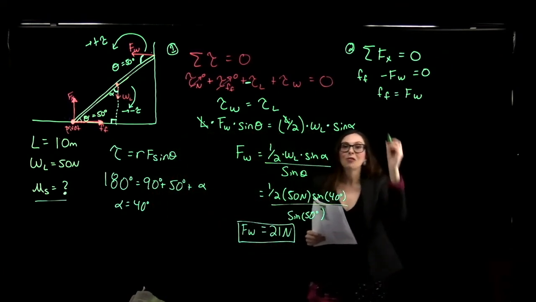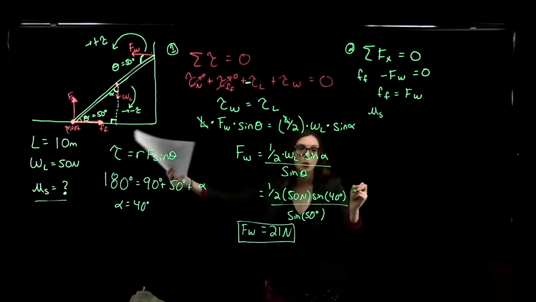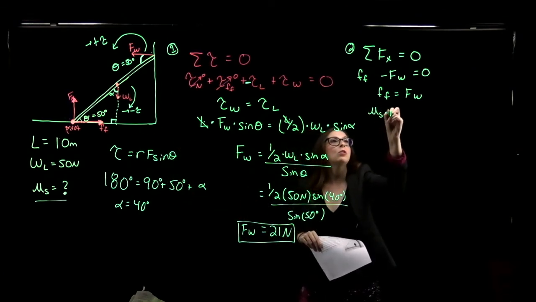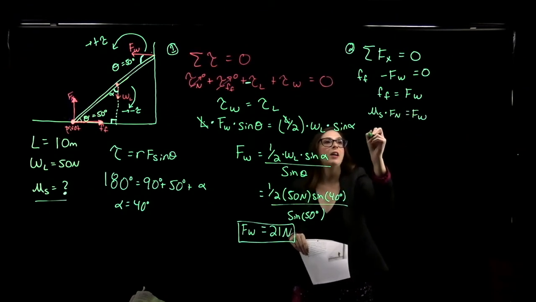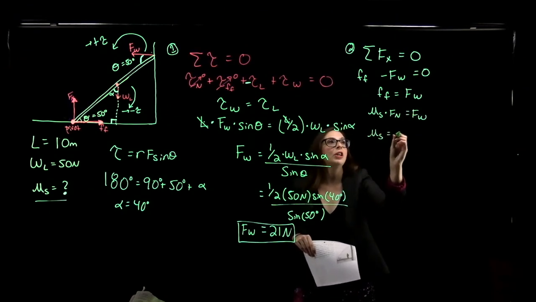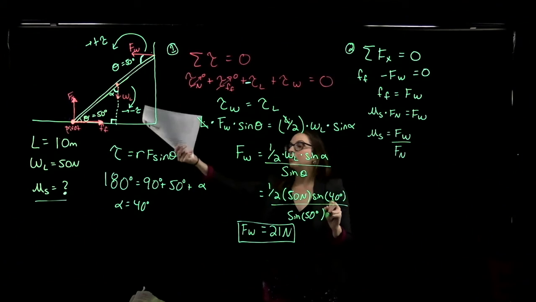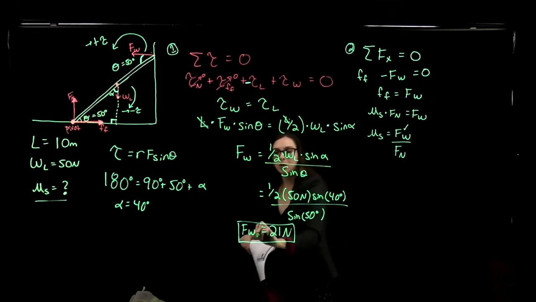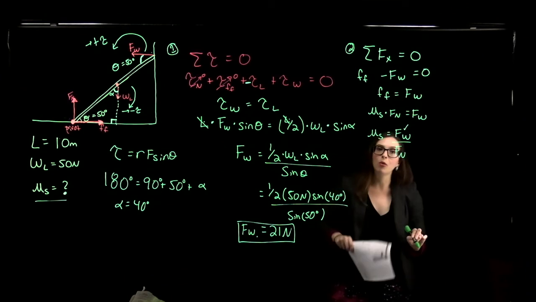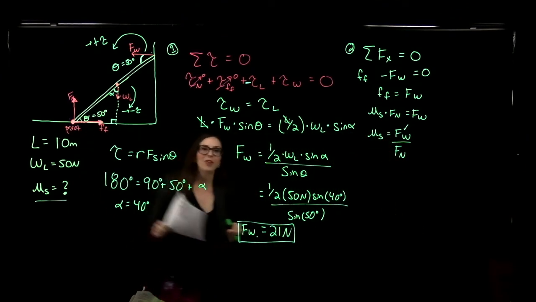The force of friction is equal to our coefficient of static friction in this case, because we're not moving, times the normal force. And that equals the force that the wall exerts on the ladder. So our coefficient of static friction is going to be the force that our wall exerts on the ladder divided by the normal force that the ground is exerting on the ladder. We already found what the force that the wall exerts on the ladder is. To get the normal force, we've got to do Newton's second law in the vertical direction.